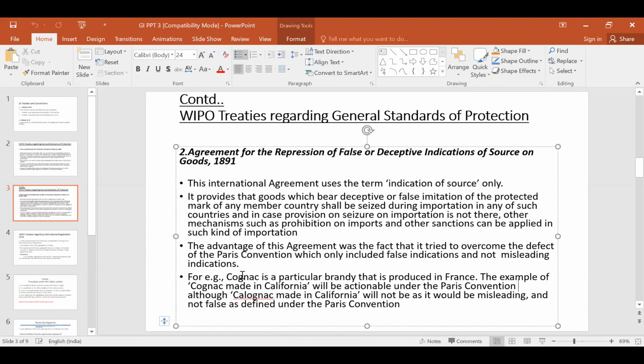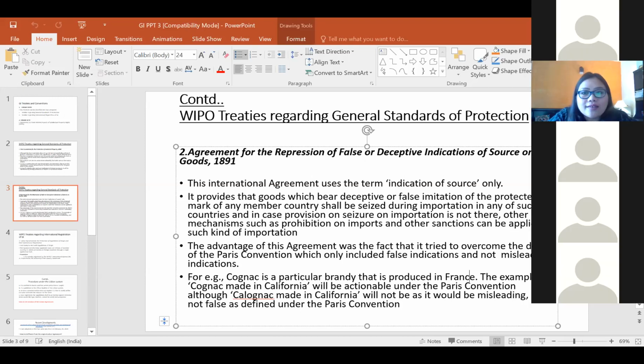So do you understand? Cognac made in France is the GI. Cognac made in California will be the false indication, but Calognac made in California may be a misleading indication, but it is not a false indication. Do you understand the difference, everyone? Yes, ma'am.